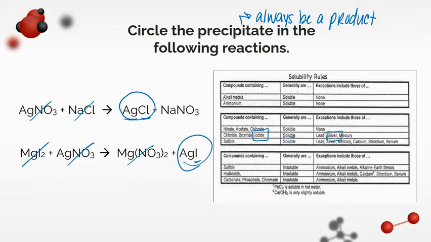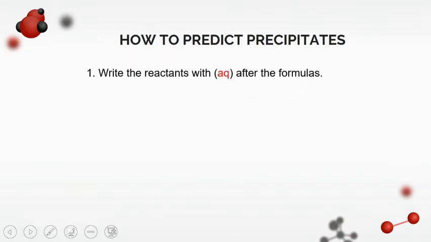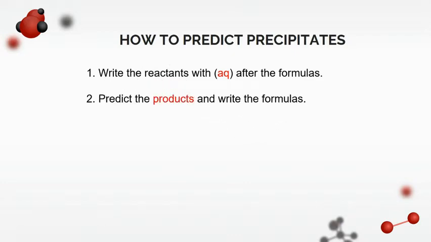All right. The most complicated we're going to get is to actually write an equation. So how do we do this for precipitates? So remember, because both reactants are not going to be the precipitate, both of our reactants will always be aqueous, which remember is soluble. So our reactants will always put AQ after. Then we predict the products, if the products aren't already written for us, and write out the formulas for the products.